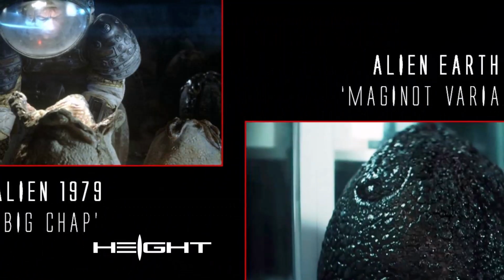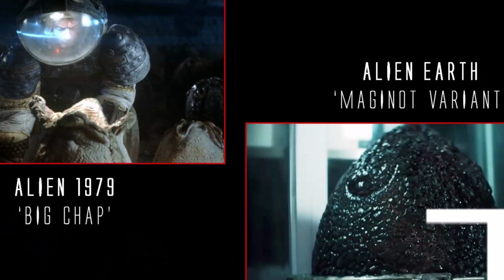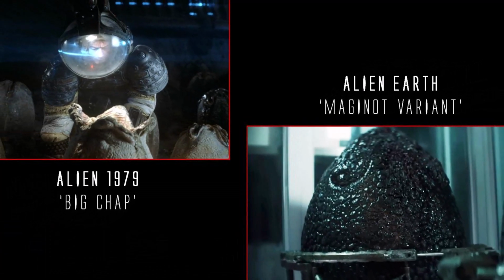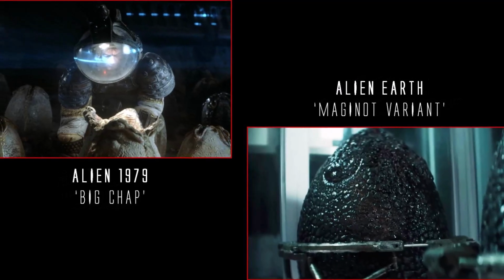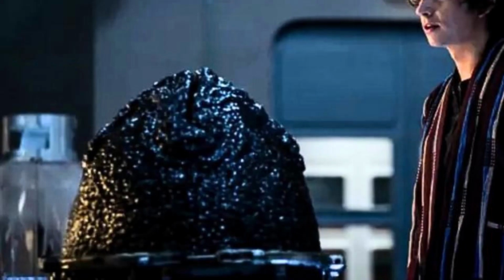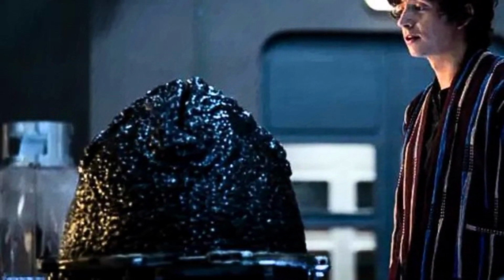Number 9. The Ovomorph differences. The origins of the Alien Earth Xenomorph and its original Big Chap also differ in subtle but important ways, especially when it comes to their ovomorphs. The Alien Earth variant hatched from a black egg, whose surface appeared rough, scaly, and less moist than typical Xenomorph eggs which are seen in the earlier movies.